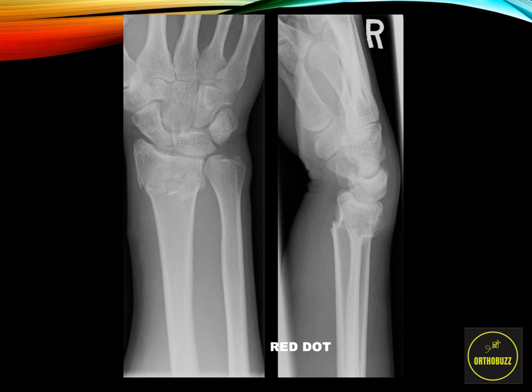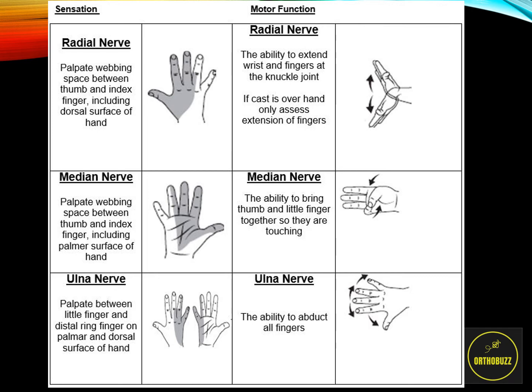Now, what can we see on this X-ray? Well, we can see the red dot here, which tells us there's an abnormality. And we can see this is an AP and a lateral radiograph of the right wrist, which shows a transverse, potentially comminuted distal radius fracture with some dorsal angulation, some shortening, minimal rotation, and minimal translation. It is a closed injury, and she's neurovascularly intact, as we've identified from our neurovascular assessment.